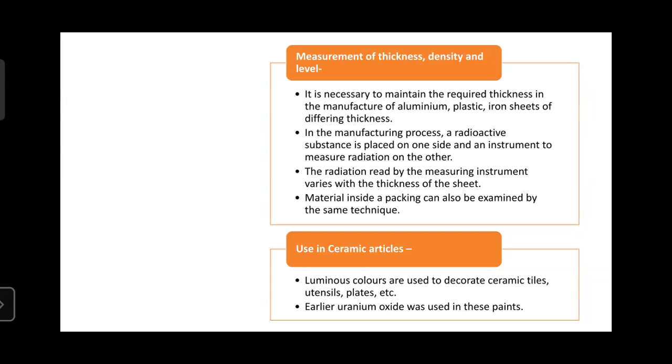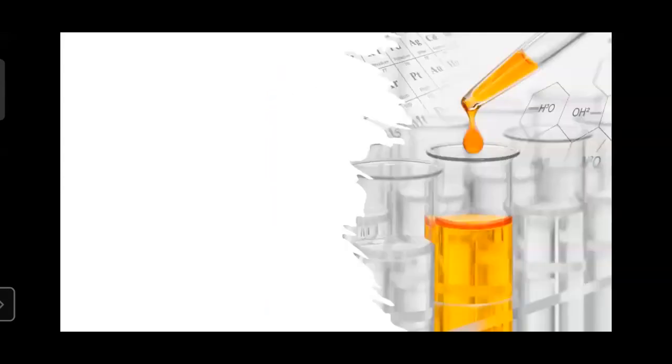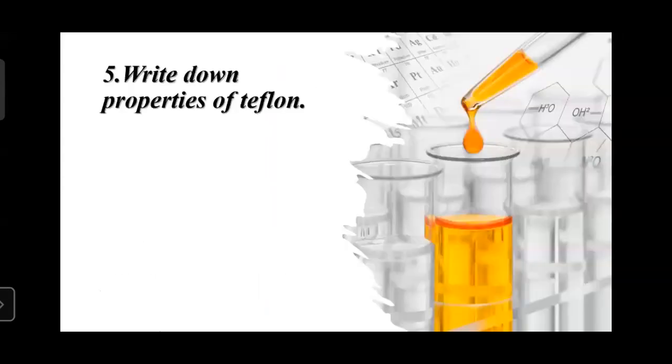Now, in ceramic articles, the luminescence colors are used to decorate ceramic tiles, utensils, plates. Earlier, uranium oxide was used in these paints. Next question. Write down the properties of Teflon.